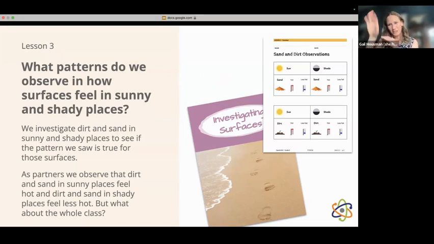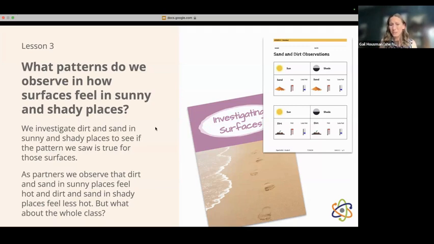I saw some of our comments earlier in the chat about colors and whether the color is having something to do with it. We're not going there in this unit. So we don't have the kids compare the sand to the dirt. We look at just the same material in sun and shade.